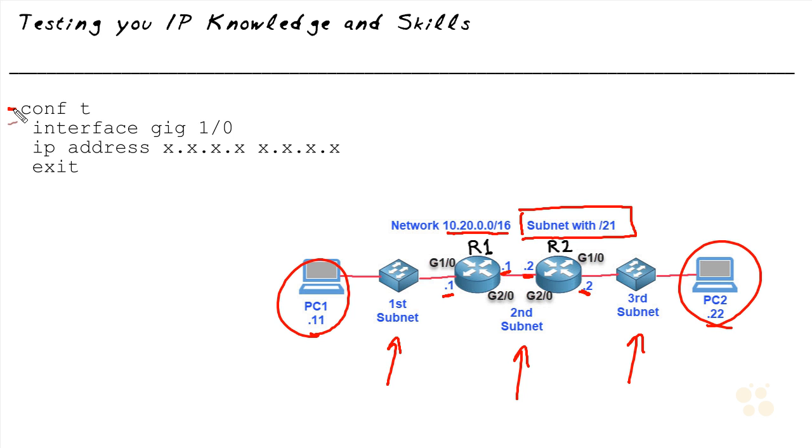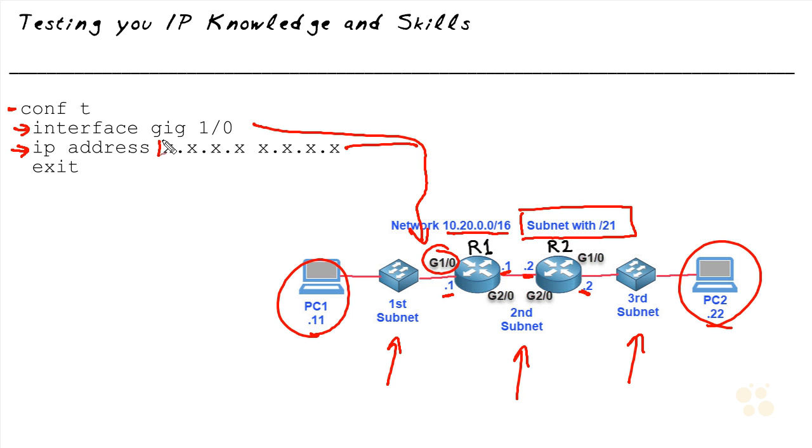We type in config-t, that's short for configure terminal. That would put us into what's called global configuration mode. And then once we type in interface gig 1/0 and press enter, that puts us into a logical place called interface configuration mode for that specific interface. And it's at that point we can go ahead and configure an IP address on that interface.